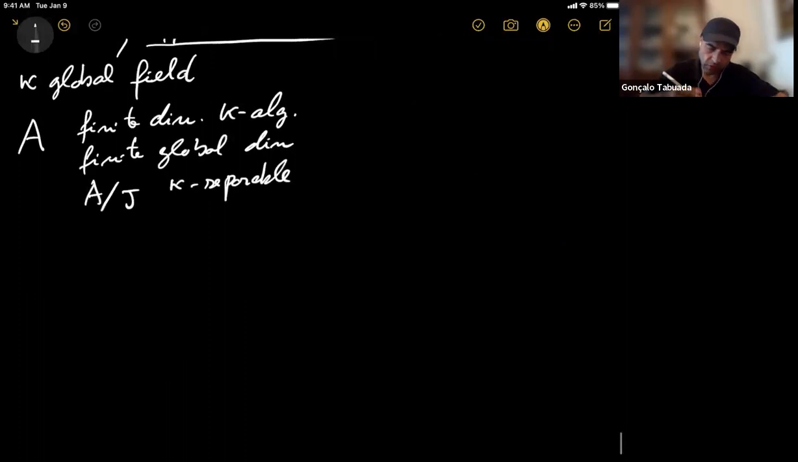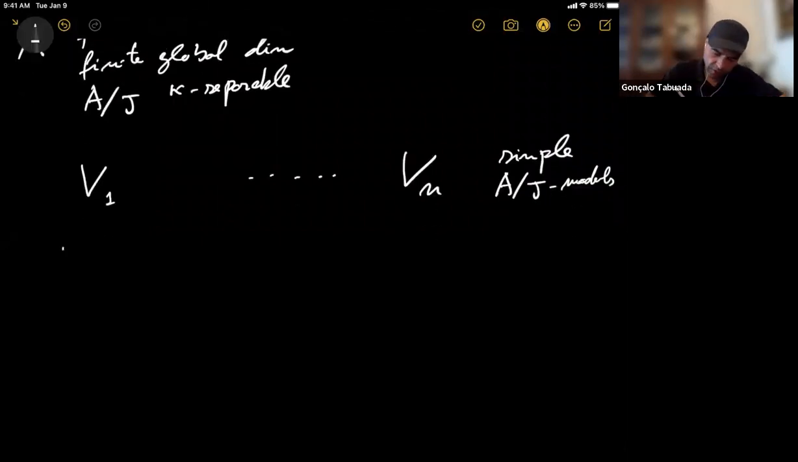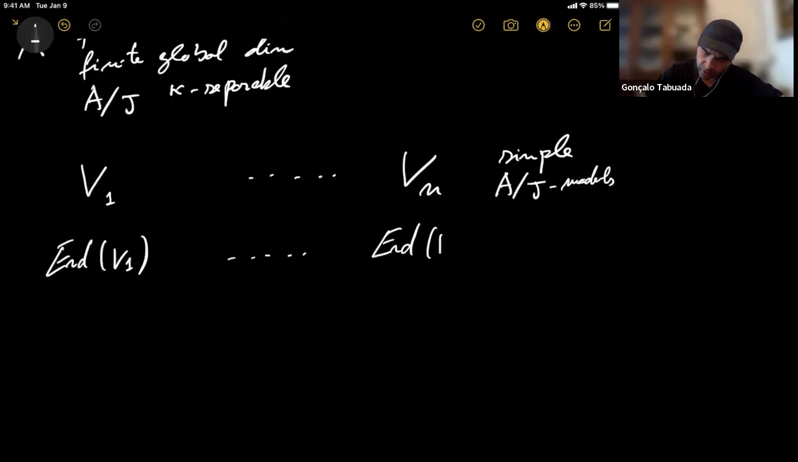One thing that you can do is look at V1, etc., until Vn. You can look at the simple modules over this quotient. So this is semi-simple. You have this finite number of simple modules. Then you can look at the endomorphisms of these simple modules. And since they are simple modules, these endomorphisms are going to be division algebras, division K-algebras.